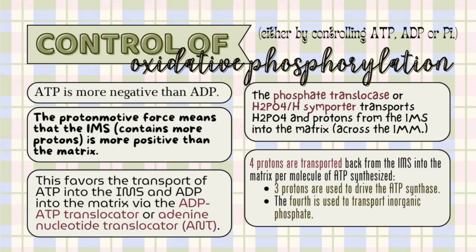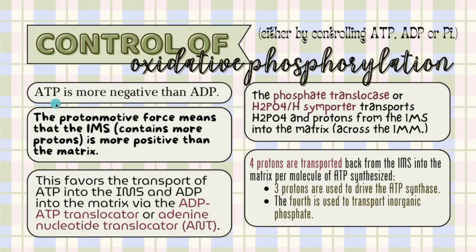Okay, so now that we've gone through oxidative phosphorylation as a whole and the entire process, let's talk about how we control this, and specifically, how do we control ATP synthesis? So if we want to control ATP synthesis, you know that we either control the products or the reactants. So we're either going to control ATP or ADP or Pi, okay? Now, how do we control ATP and ADP and Pi?